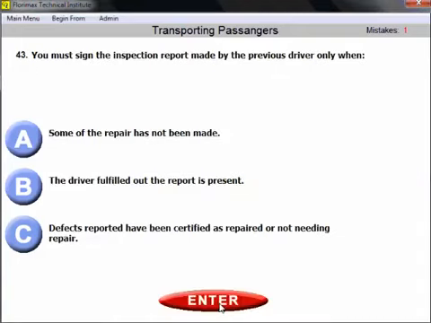Question number 43. You must sign the inspection report made by the previous driver only when.